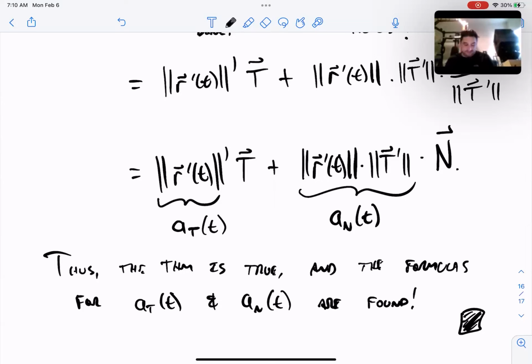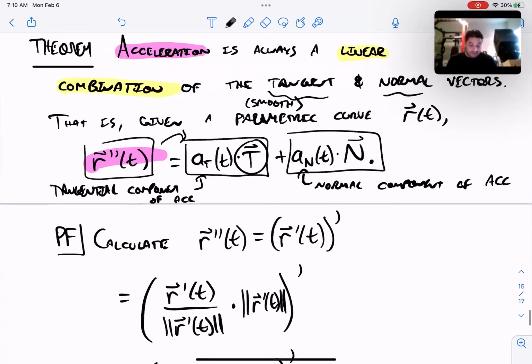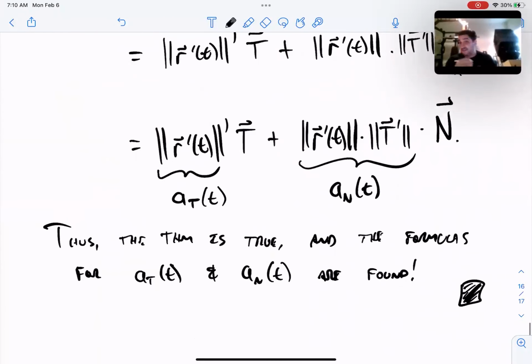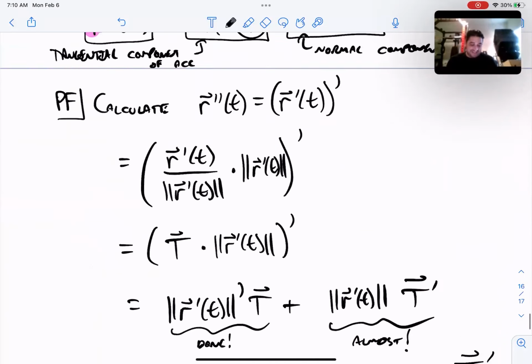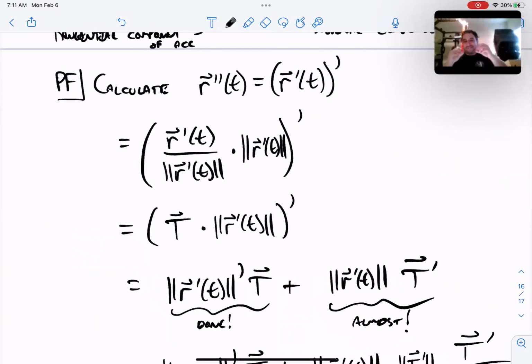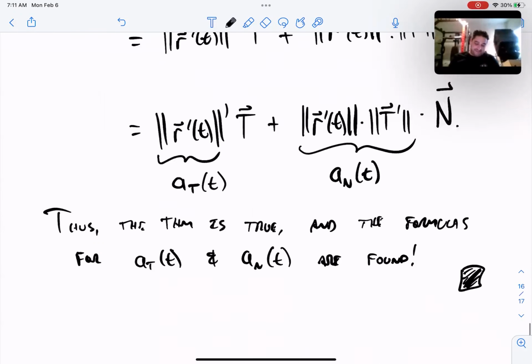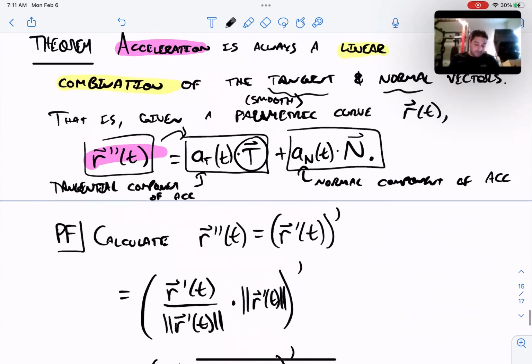Almost. So that's our theorem, right? This theorem, that acceleration always decomposes into exactly these two quantities, is true. It's just great. It's the product rule that does it for us. The acceleration is a type of derivative, and product rule is good at taking that derivative and splitting it into a sum of two terms. It kicks out extra terms. So there's our little theorem.